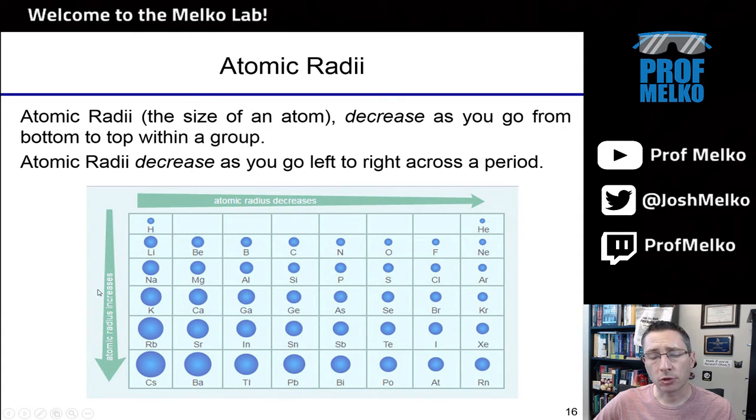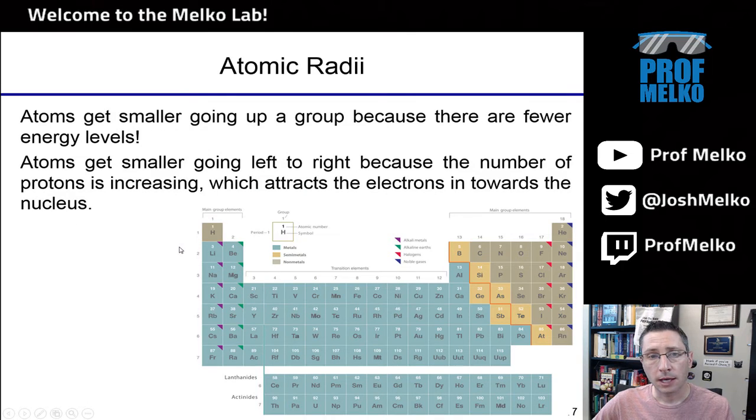Plenty of people just memorize this trend, but I think it's better to actually understand the reason for the trend. And the reason has to do with electrons and energy levels. As I go down this group from hydrogen to francium, the atoms get bigger. The reason for that is I have this dense nucleus. If we think about the time of Bohr discovering these orbits, we have this dense nucleus here, and there are electrons orbiting it.